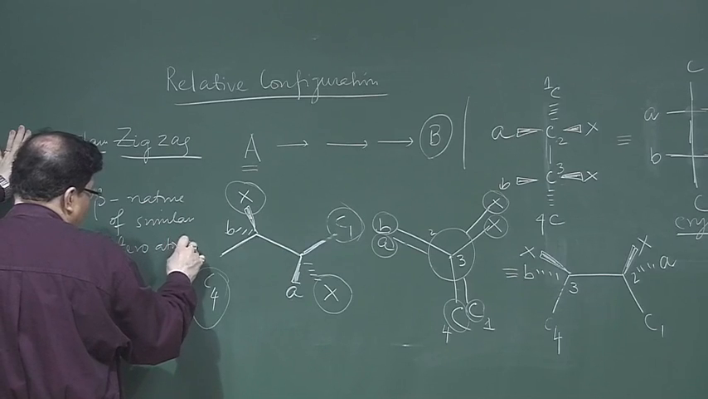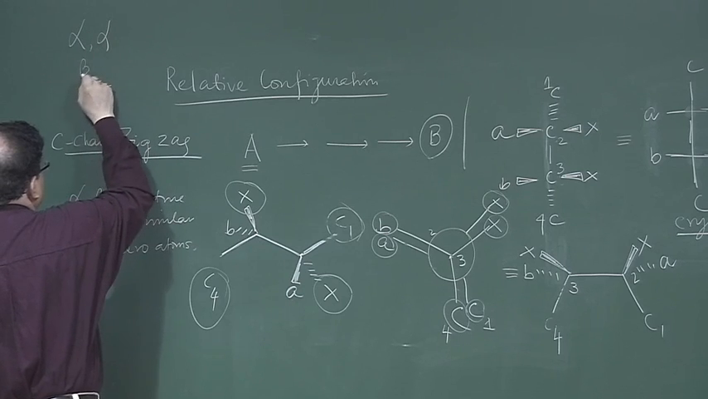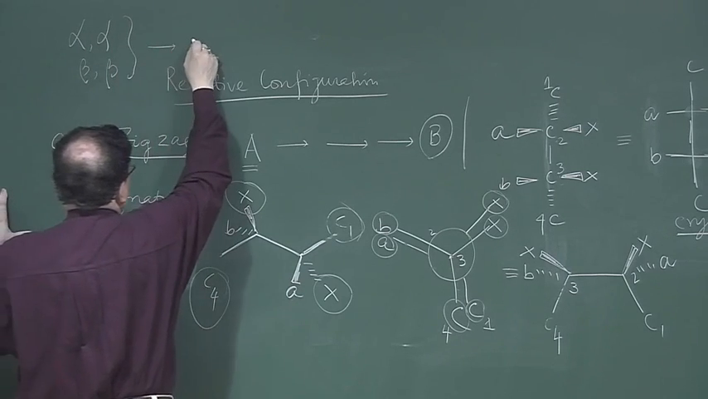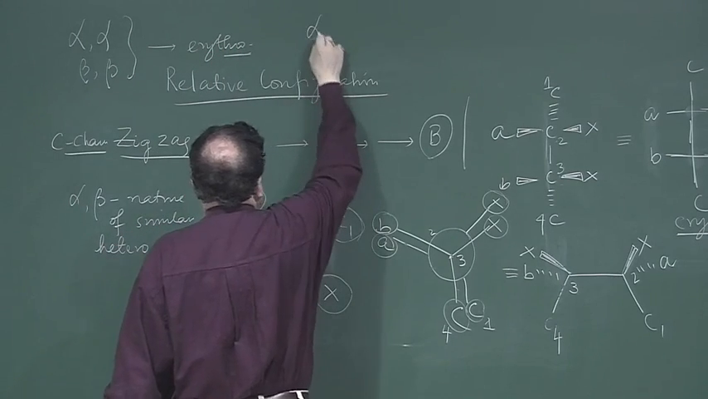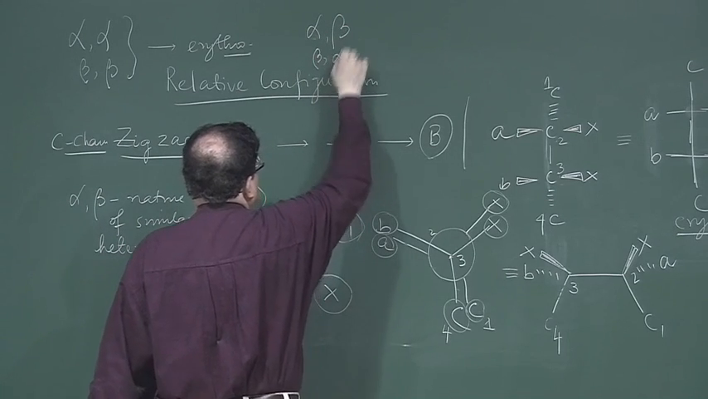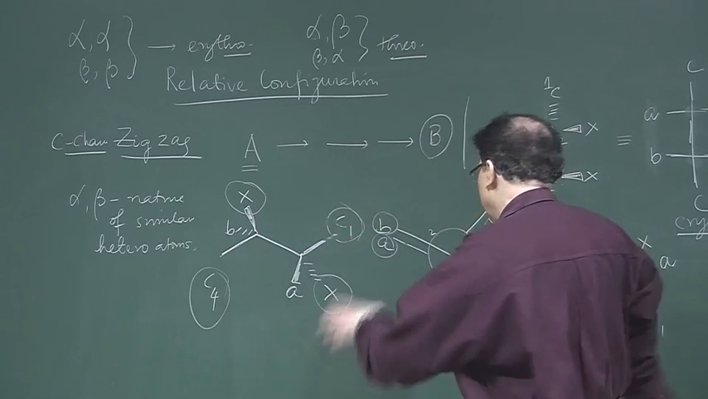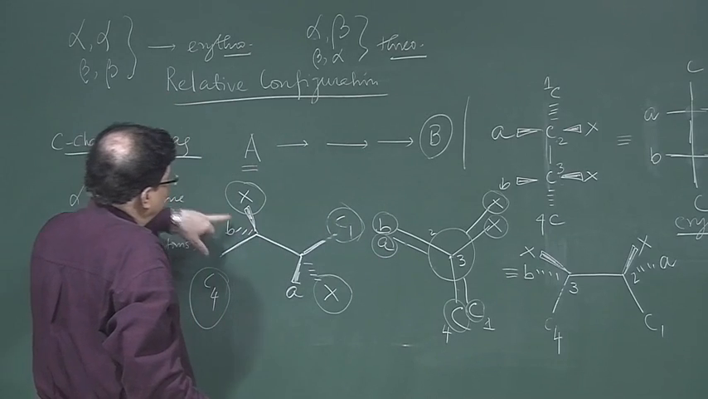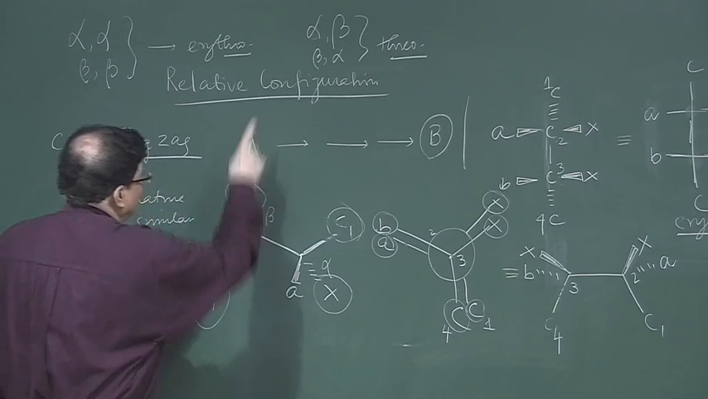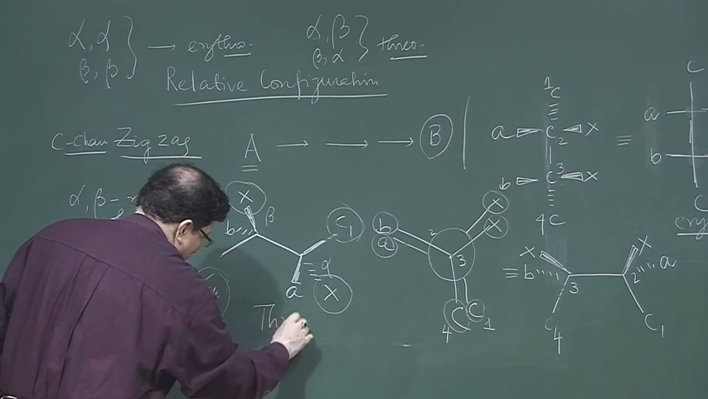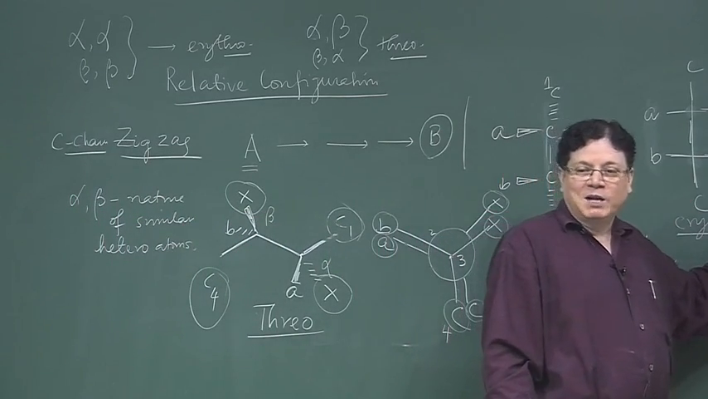If both are alpha or both are beta, then that will be called erythro. Or if one is alpha and one is beta, or vice versa, then that is called threo. Now, according to this definition, this X is beta and this X is alpha, so this should be threo. But you see, we started with the erythro form in the Fischer projection.